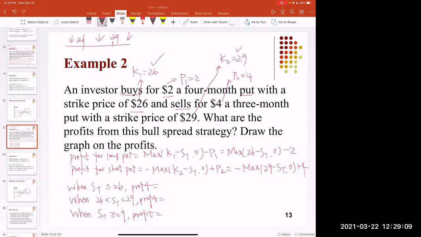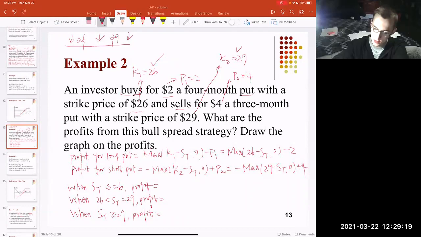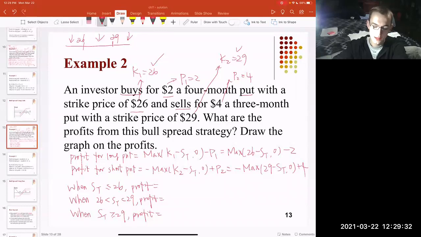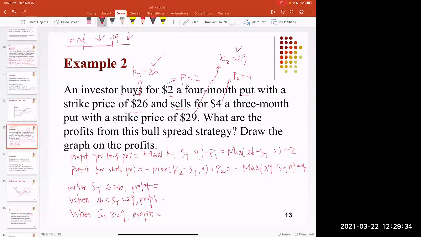Anybody finished? For ST less than 26, I got ST minus 27. I think it's not correct. Can you try that again? Yes, please. We can do it together.